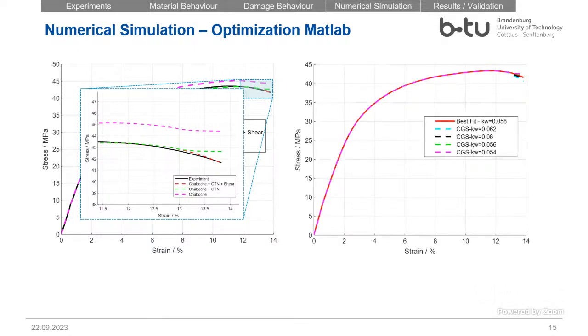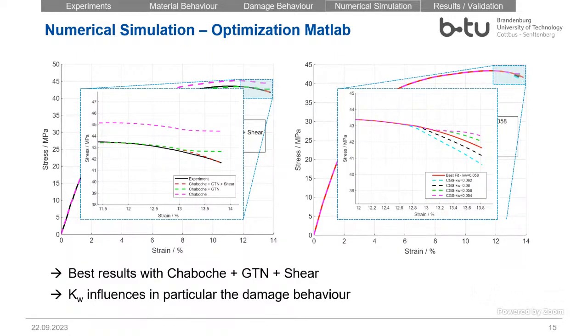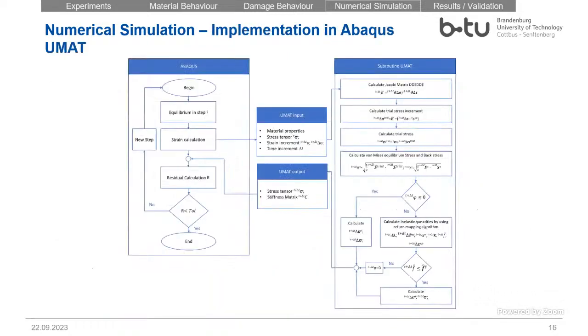What was also interesting, as I said before, we have the KW factor, and here we investigate its influence. When it increases, it overestimates the results, and the opposite. This was the MATLAB optimization. After this, we implemented the whole model in the UMAT. This was a scheme of the implementation, and we used Fortran for this.